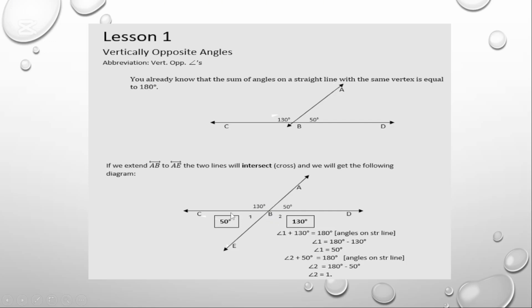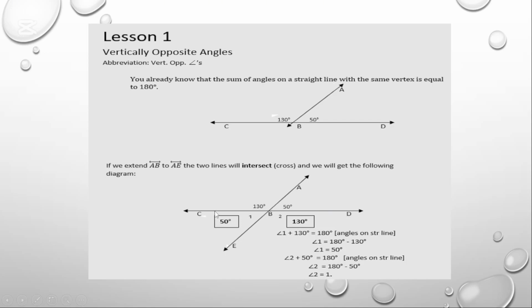We already know that the two angles above CD, they add up to 180, right? Now I want you to look at this line here, AE. And on the left-hand side of AE, we have these two angles. They are on the same side, and they have a common vertex. They add up to 180 degrees because they are adjacent and they are on this straight line.